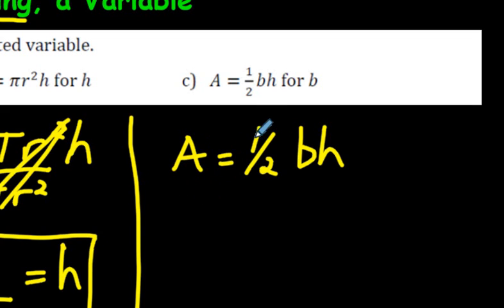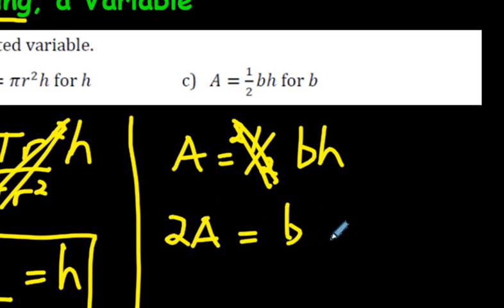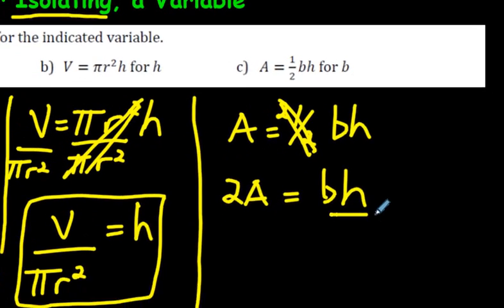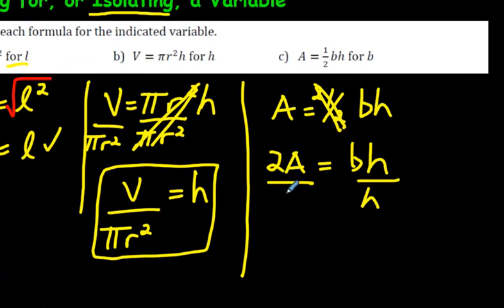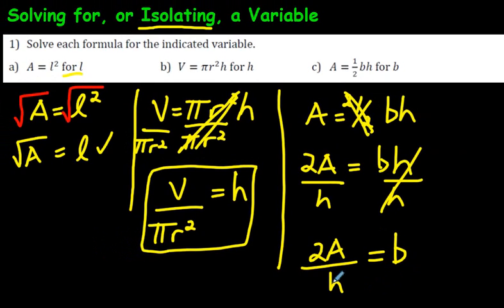So that would get rid of it on this side. If we multiplied this side by 2, that would get rid of this. But over here we would have 2A is equal to b times h. Now we're supposed to solve for b, so we want h to get out of here, and it's b times h, so the opposite of times is divide. If you do that, it gets rid of it there, and we're left with b is equal to 2A, 2 times the area, divided by the height.